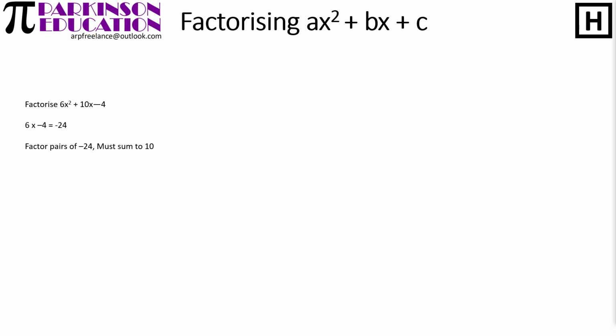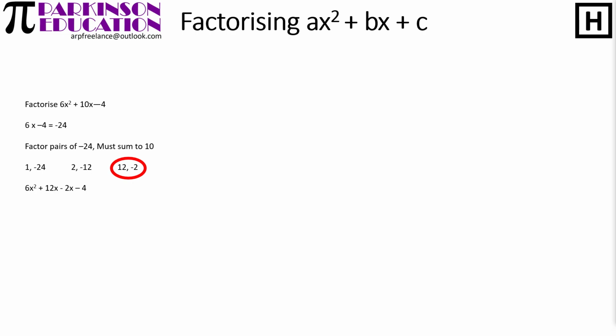So if I look at factor pairs of minus 24 which sum to positive 10, I've got 1 and minus 24, 2 and minus 12, 12 and minus 2. The common mistake people will make here is they'd use 2 and minus 12, but that will give me a sum of minus 10. So I've got to use the 12 and the minus 2. So I split again. I've got 6x squared plus 12x minus 2x minus 4.